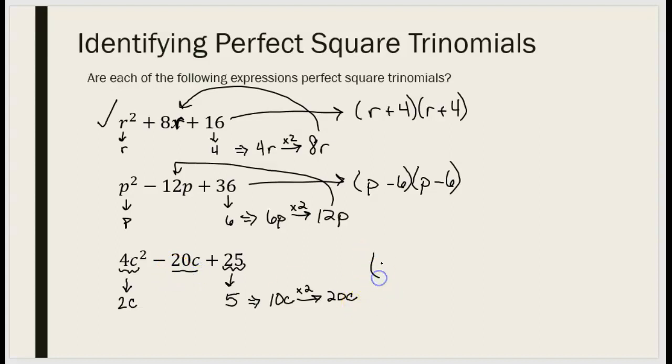So what this turns out to be is 2c. This minus sign tells us I'm going to have a minus sign in both of my sets of parentheses, and then the square root of that last term is a 5, okay? And I'm going to have two of those, 2c minus 5, squared. All right, so these are both perfect square trinomials. Let's move on to the next slide.